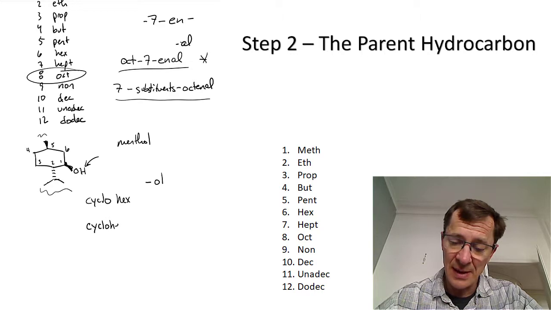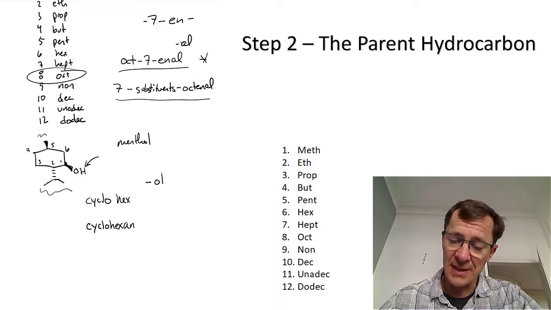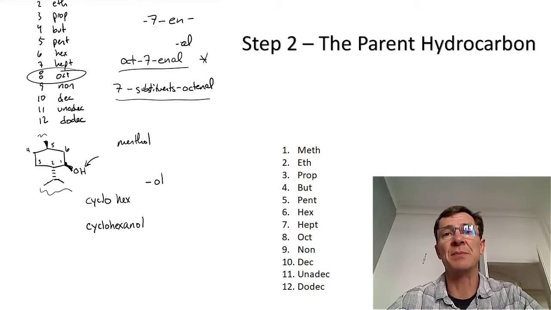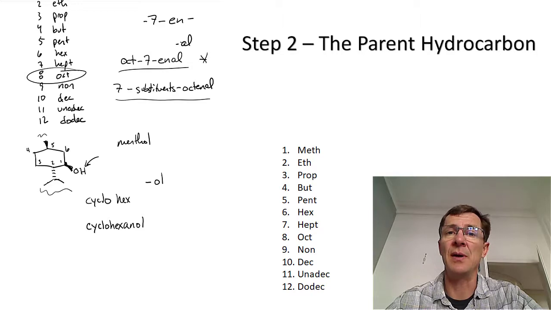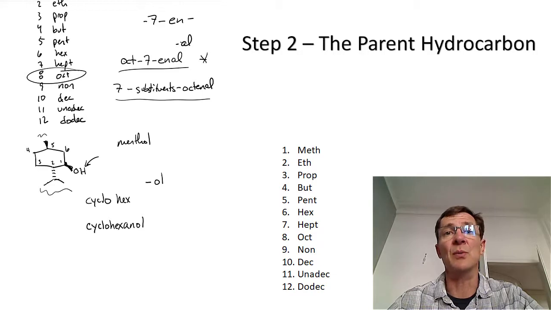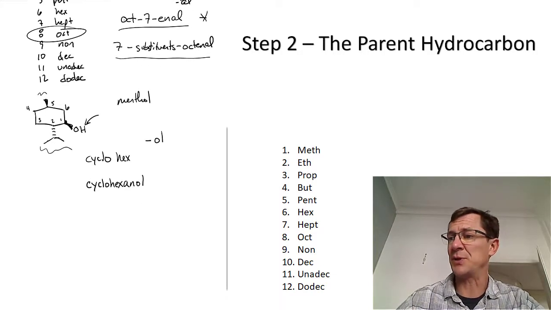Cyclohex, because there's no pi bonds in the ring system. So it's hexanol. We don't need to put the 1 in here because it's implicit. Since it's in a ring, it has to be carbon number 1. So there's no point in designating its location. The same was actually true with our aldehyde earlier. Aldehydes are always at carbon number 1. So there's no point in putting a 1 there. Groovy. That was pretty straightforward, eh?